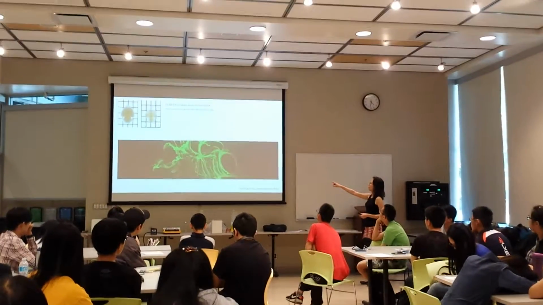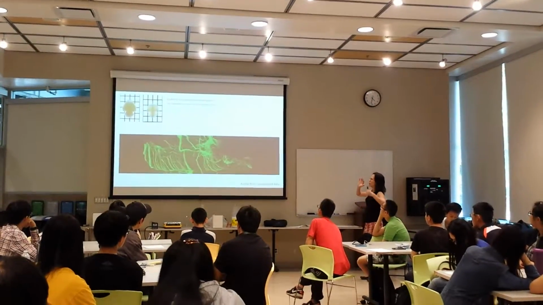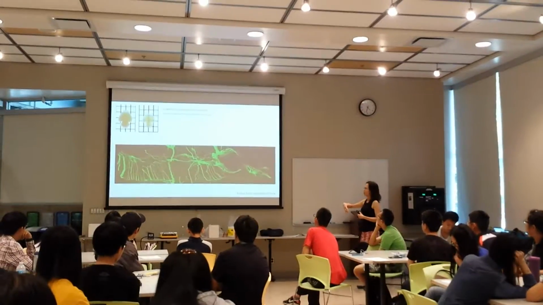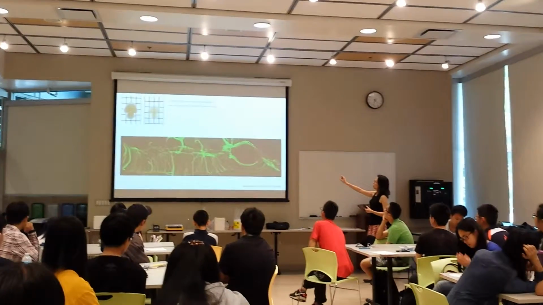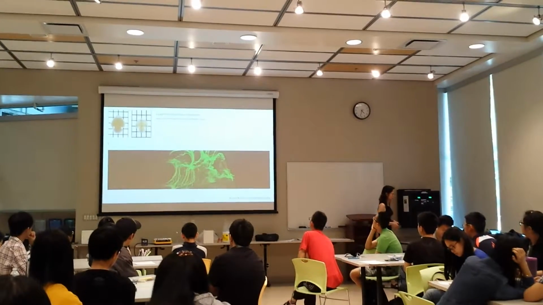So this is what you can see, the astrocytes, right, which are wrapping their processes around the blood vessels. So this hole is the blood vessel. It's a huge blood vessel.